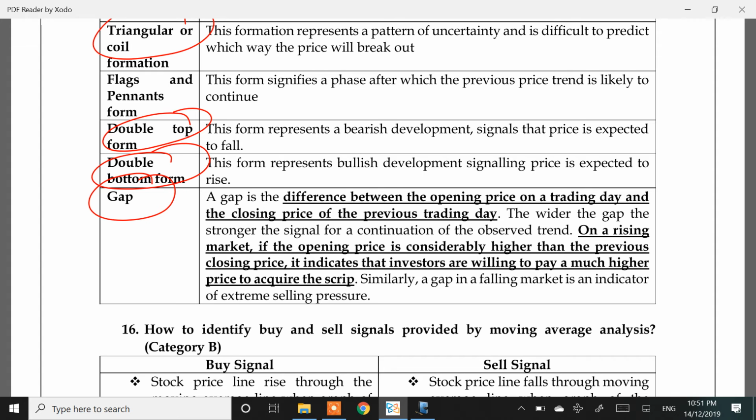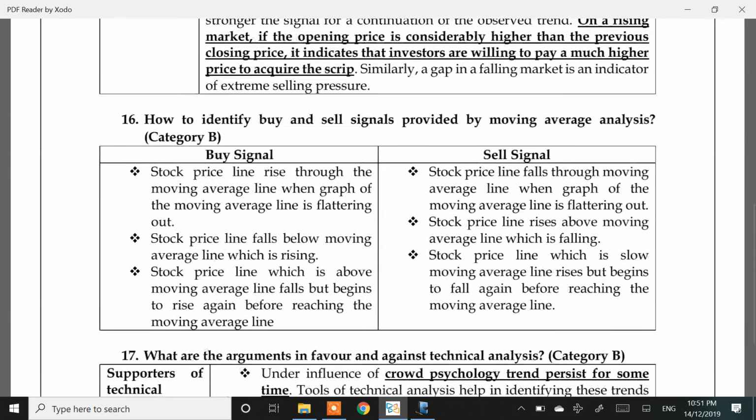So if the psychology is going to persist for some time, using technical analysis I can find early trends. Once I find early trends, I can invest in the company. Also, the shift which happens in demand and supply is normally gradual. It is not something which is going to happen instantly. So if it's gradual, it is easy for me to predict the future movements.